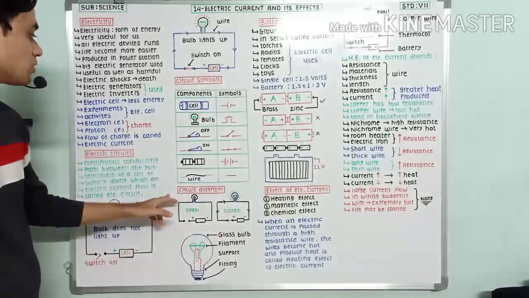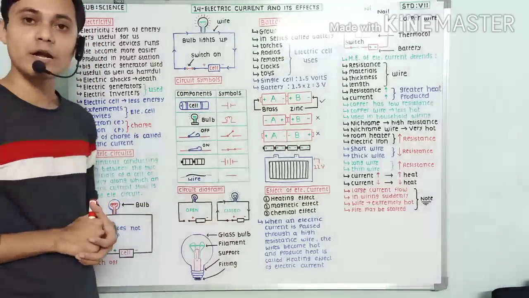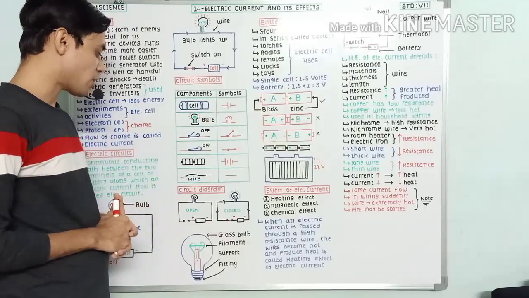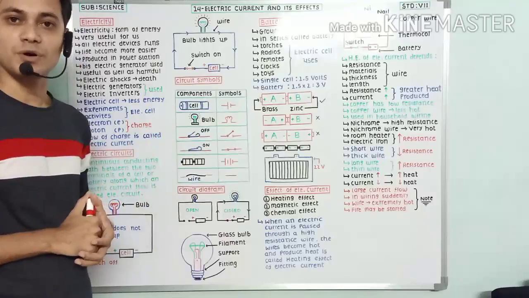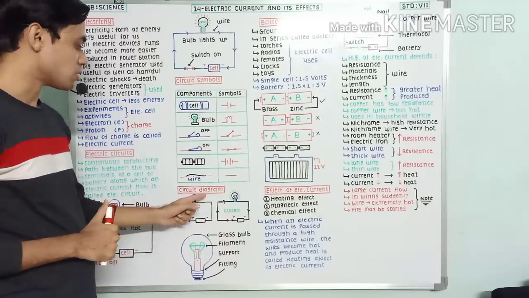Now if we talk about a circuit diagram. Now what is a circuit diagram? In this circuit diagram, all the components and symbols are used to make a perfect circuit, right? So this is known as a circuit diagram.